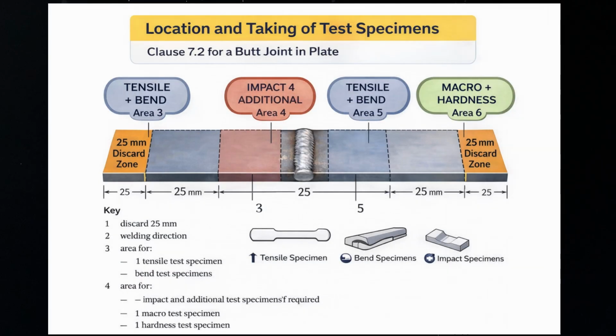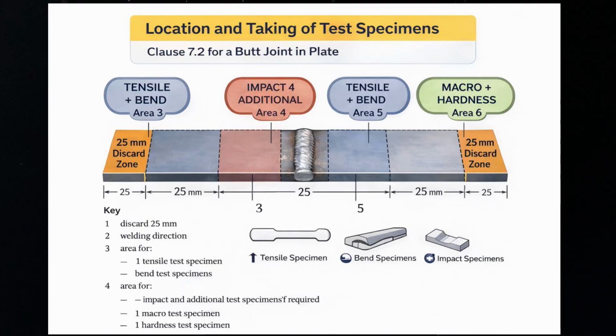Clause 7.2 states that test specimens shall be taken in accordance with the relevant figure for each test piece type. Let us go through each. For a butt joint in plate, 25 mm are discarded from each end of the test piece. These end regions contain the start and stop of the weld, where the weld quality is typically less representative of steady-state welding. They are also excluded from NDT.